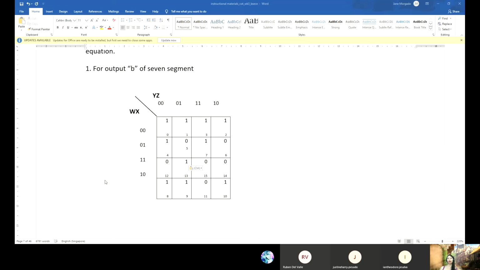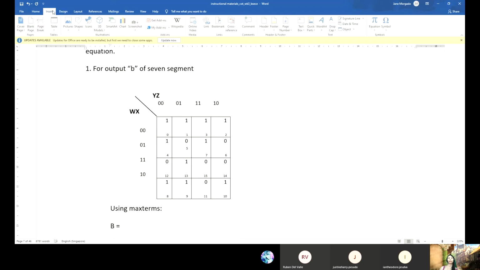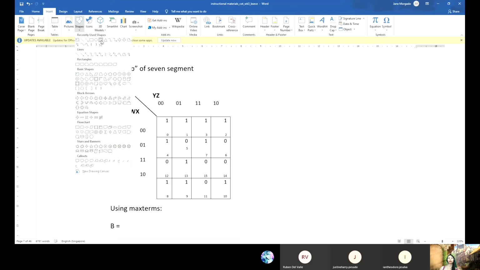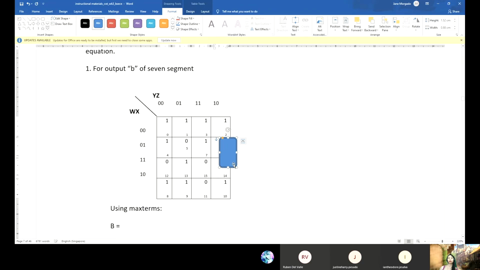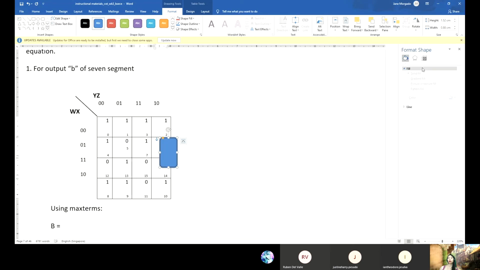Max terms. So you want max terms. Okay, so with max terms, using max terms, let's have V is equal to. Okay, so we have this one. First loop. No fill. Okay, first loop.